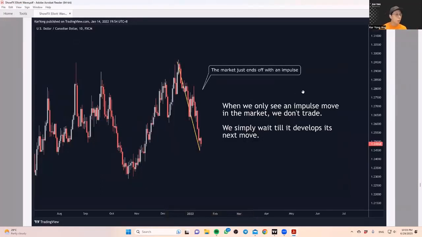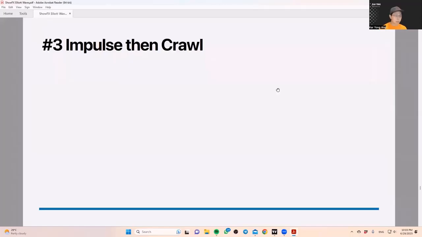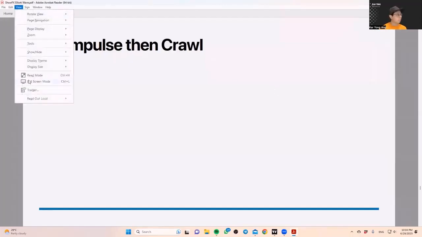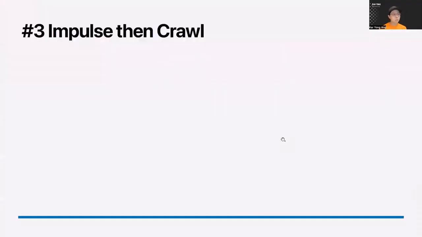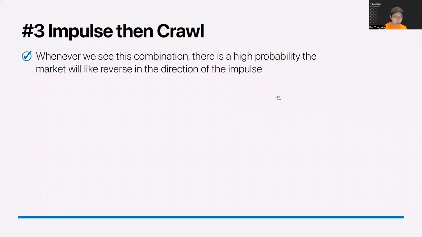Then we have the third. The third one here is essentially impulse then crawl. If you still remember, what impulse then crawl is basically a fast move up and then it slows down. We call this a crawl move. Or it comes down very fast and then it slows down. We also call this a crawl move. Whenever you see this combination, it is telling you a potential reversal is coming.